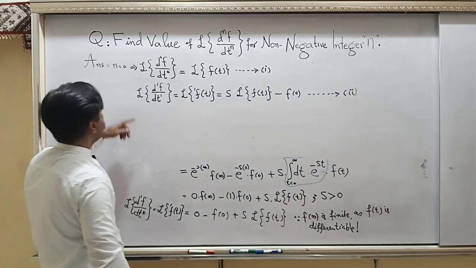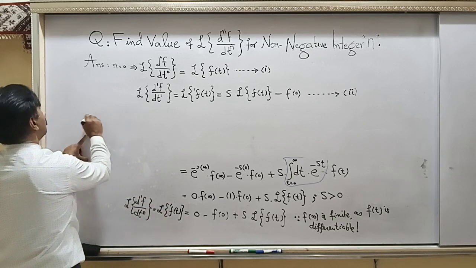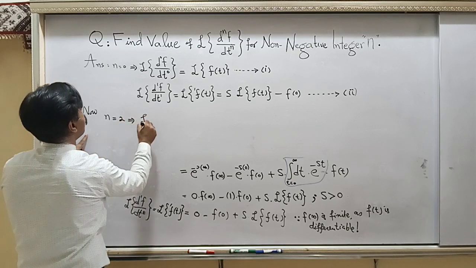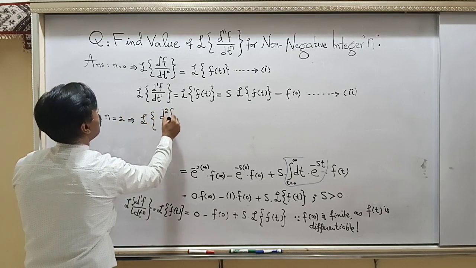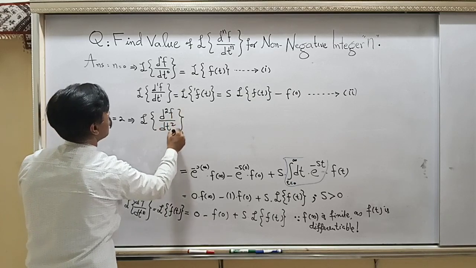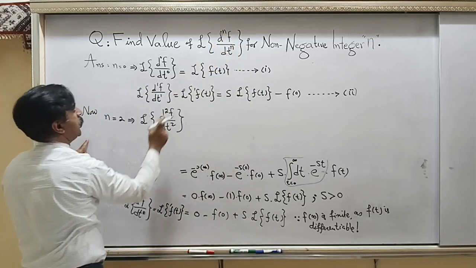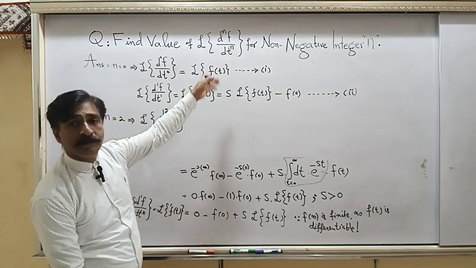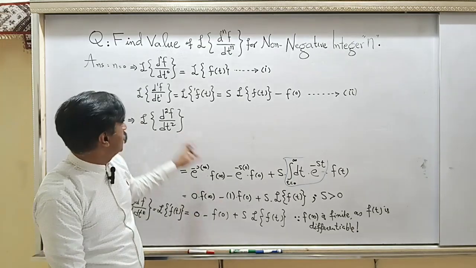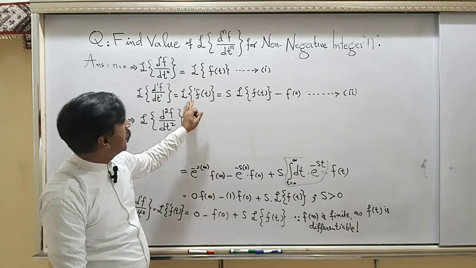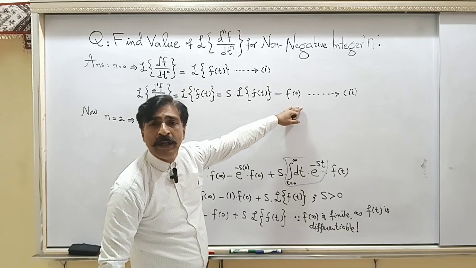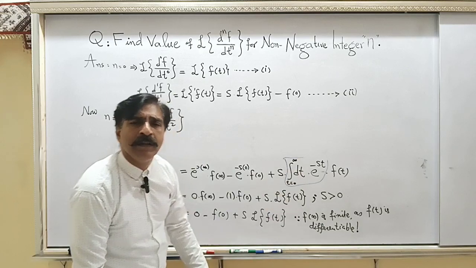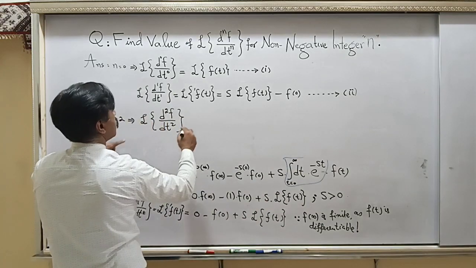Now you need to find the Laplace transform. Now I write it. N equal to 2 implies you need to find the Laplace transform of d2f by dt square. Look, n is 2, then this means this thing. Now there are two options. You evaluate this as we have done the case for f first derivative, or you can iterate this equation 2. And iterating the equation 2 is more simple and efficient and fast. Okay, so let's do this.